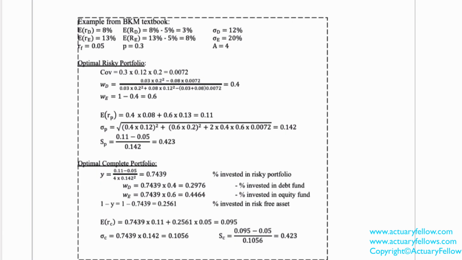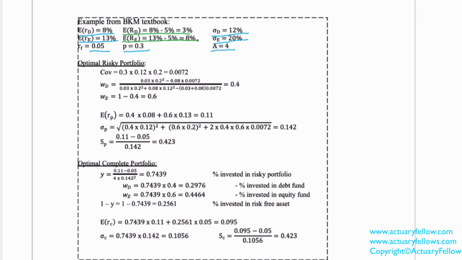Let's work on a numerical example. The expected return is 8% for the debt fund, 13% for the equity fund. Risk-free rate 5%, standard deviation 12% for the debt fund, and 20% for the equity fund. Correlation is 0.3, investor risk aversion is 4. First, write out the excess return right next to the standard deviation.